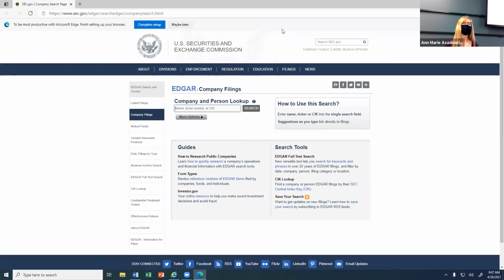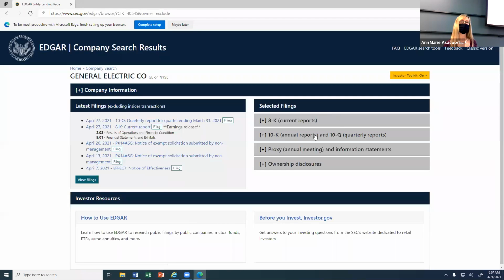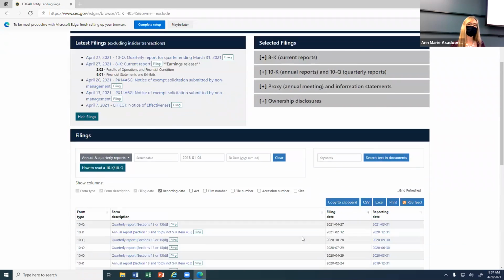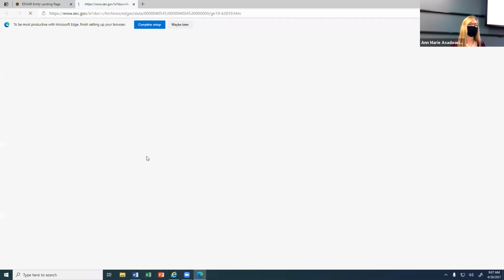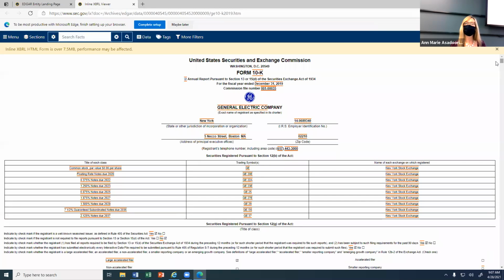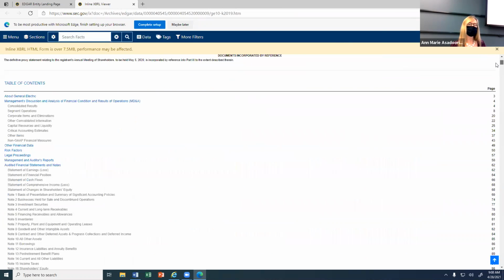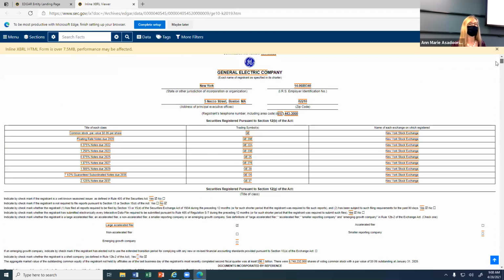So when you go to the SEC website and you type in GE, click on General Electric, and then go to the 10Ks, because I want you to look at the 10K for 2019. All right, and it's right here. Okay, yeah. Okay, so now you're looking at the 10K. And so the way that the 10K works, I know it's a long document, but go to the table of contents because that's going to tell you where everything is.